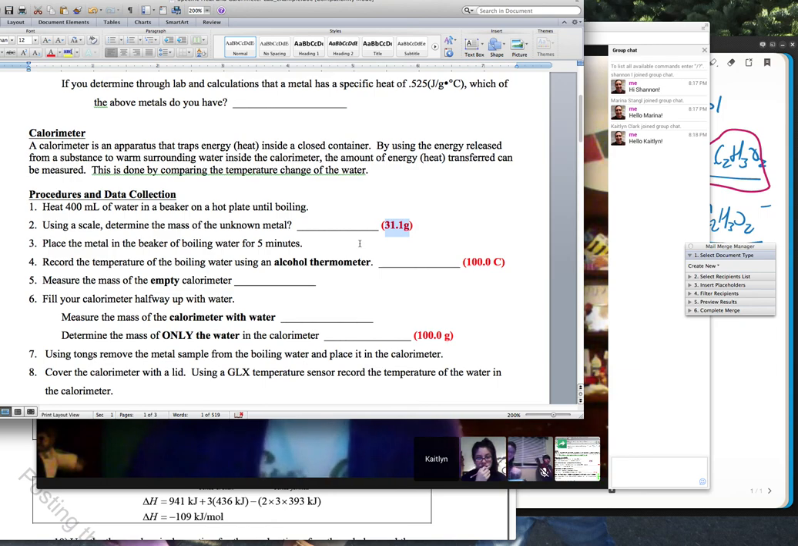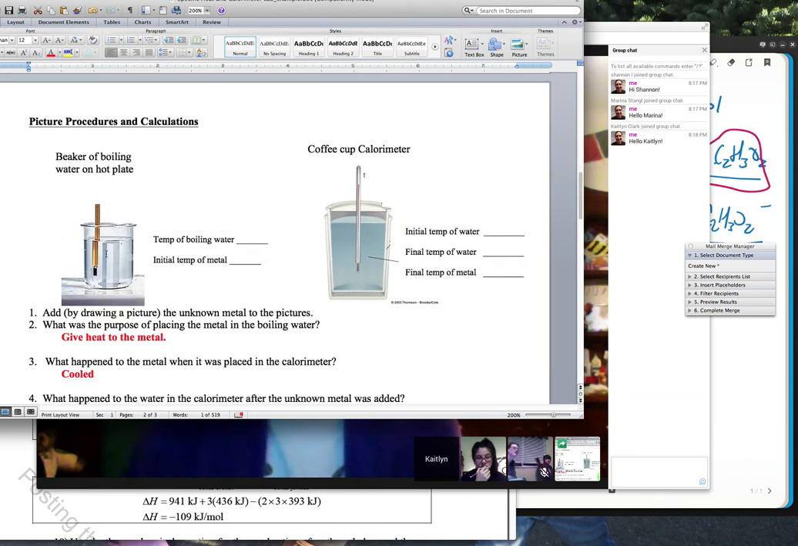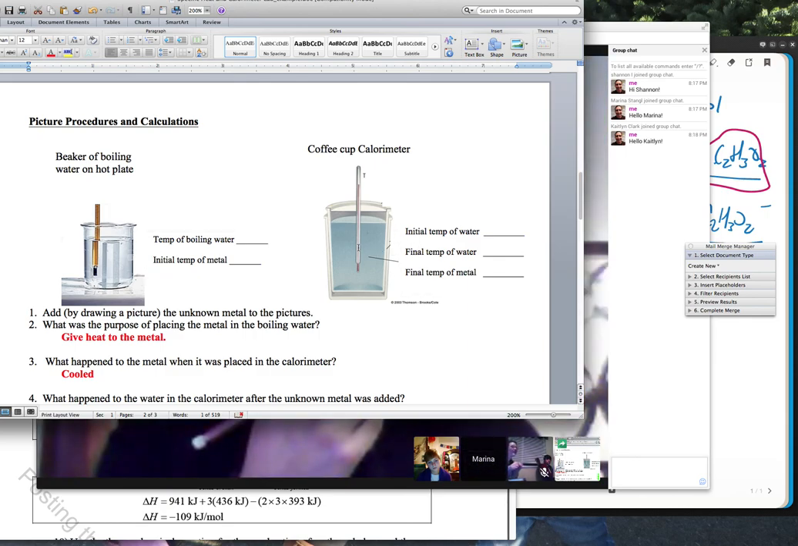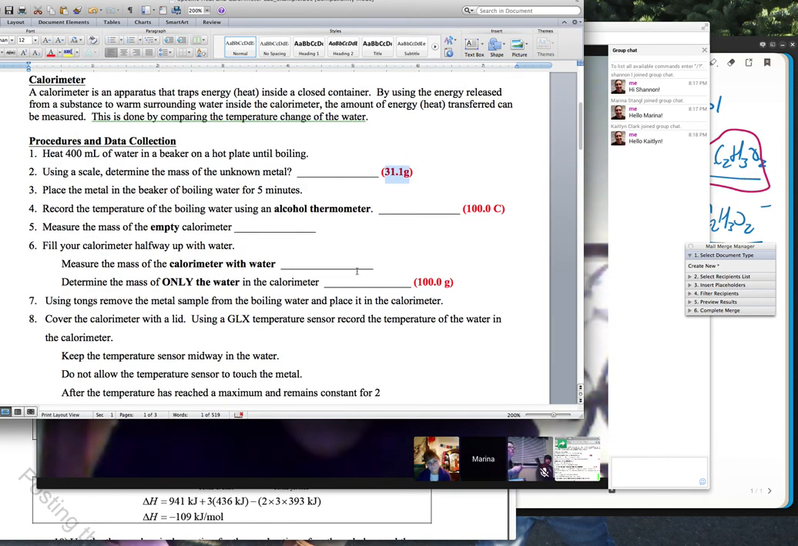And you're going to put that into boiling water. Let me show you, you have two things going on here. You have a boiling beaker of water and you have your coffee cup calorimeter. So you put the metal into the boiling water first, and it's boiling, so it's 100 degrees Celsius. Then you massed out the amount of water in the calorimeter: you massed the empty calorimeter first, then with water, and then you subtracted. In this case, let's just pretend it was 100 grams.